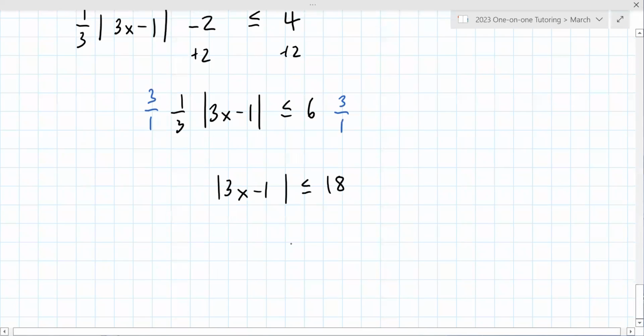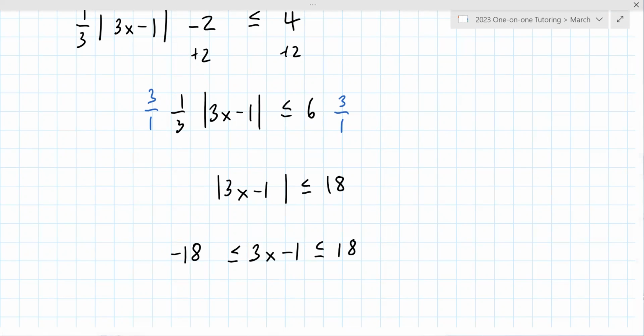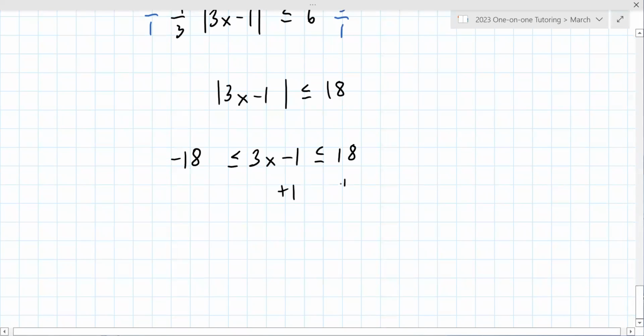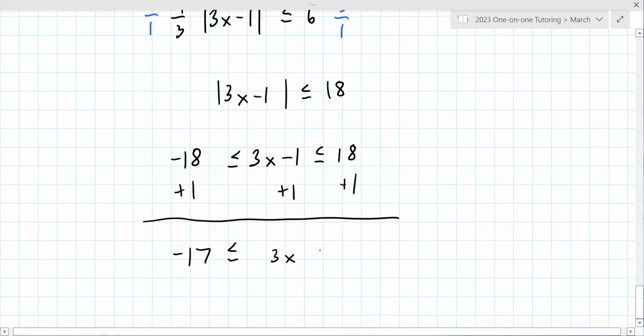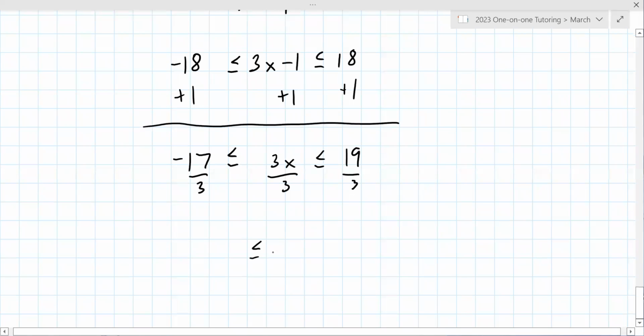So now we're going to split it apart. -18 less than or equal to 3x minus 1 less than or equal to 18. What do we do first to undo inside here in the middle? Add 1. So this is where these problems turn unfriendly. -17 less than or equal to 3x less than or equal to 19. To solve for x, you're going to divide by 3, and this is now where it just doesn't work out. There is not a number that this works with, so you can just leave it as a fraction.